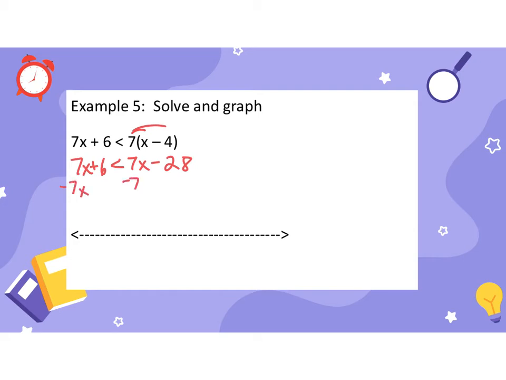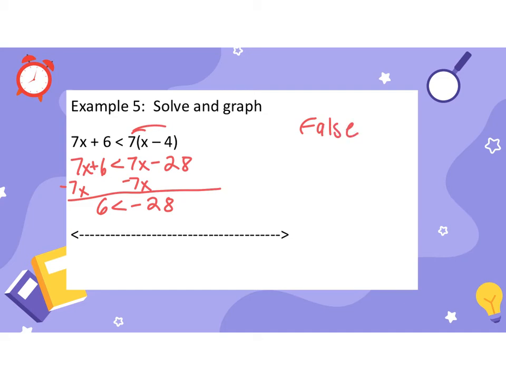Good. So combine like terms, get down to one variable, minus the 7x. 6 is less than 28. Huh. What happened to my variables on that one? Yeah, they're gone, right? Am I left with a true or a false numerical statement? False. 6 is not less than -28. Okay, so this is false.